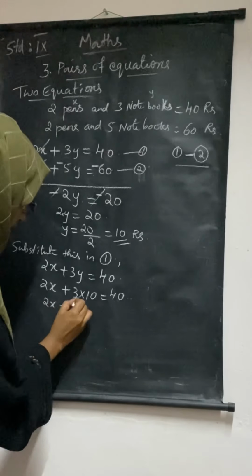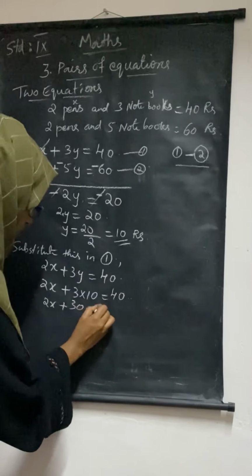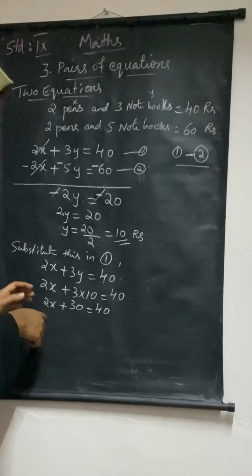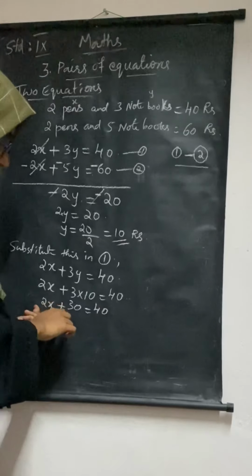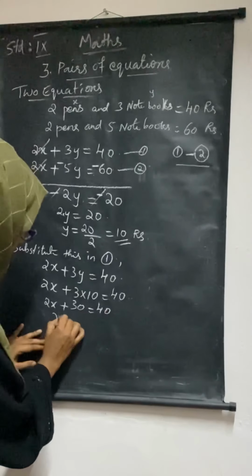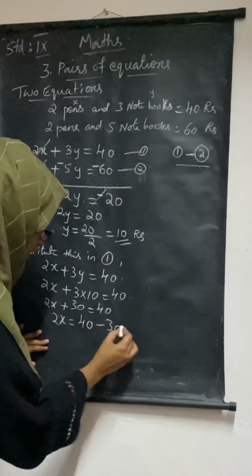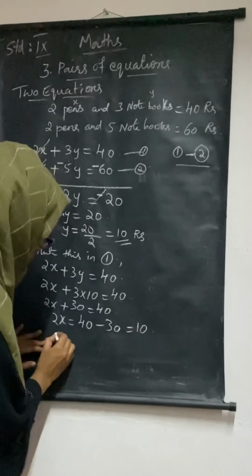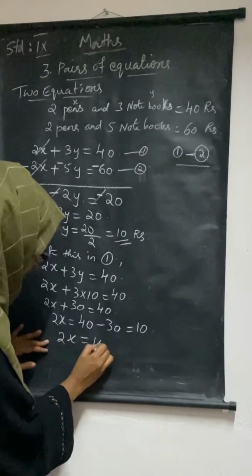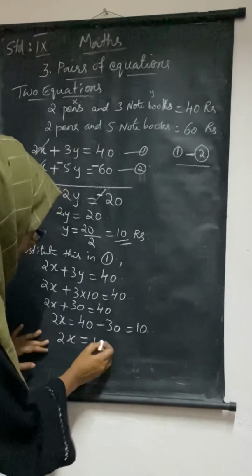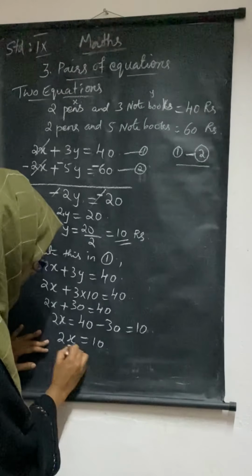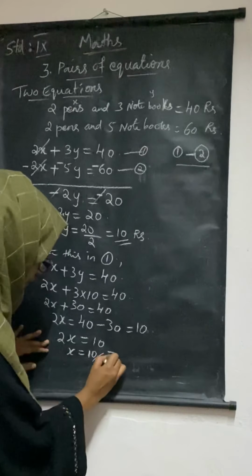2x plus 3 tens are 30 is equal to 40. Now we are finding the x value, no? So you keep this here, and this plus 30 I am bringing to this side. So 2x is equal to 40 minus 30, that is 10. So 2x is equal to 10. This 2 comes here, okay? 2x is equal to 10. So x is equal to 10 by 2, 5.